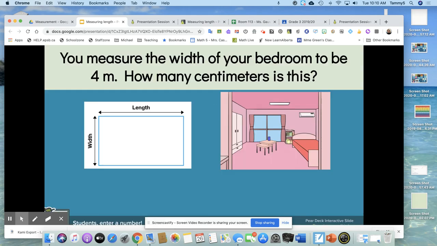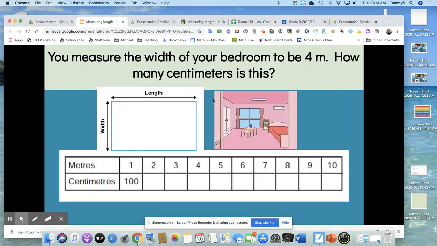Question 2, you measure the width of your bedroom to be 4 meters. How many centimeters is this? In this question, you could make a table and put down that we know that 1 meter is equal to 100 centimeters. And then we can just complete the table up to 4 meters to figure out how many centimeters that is. Or if you automatically know the answer, that's fine too.